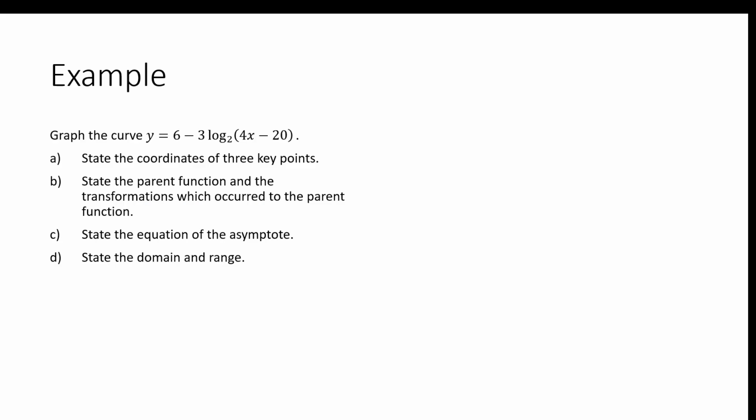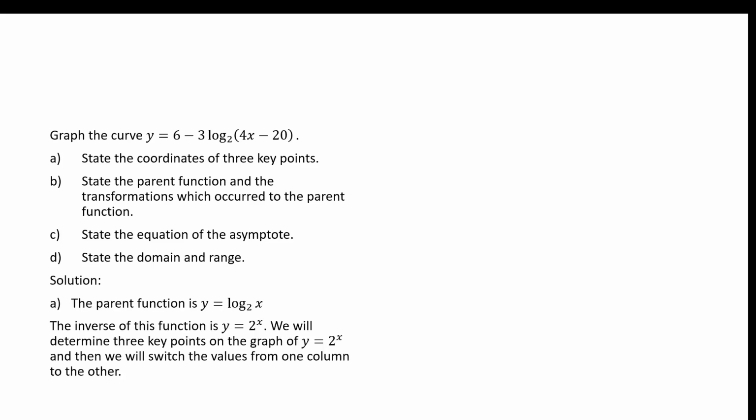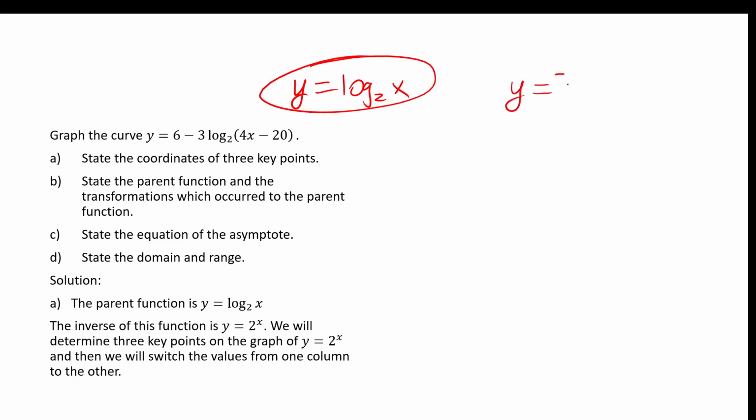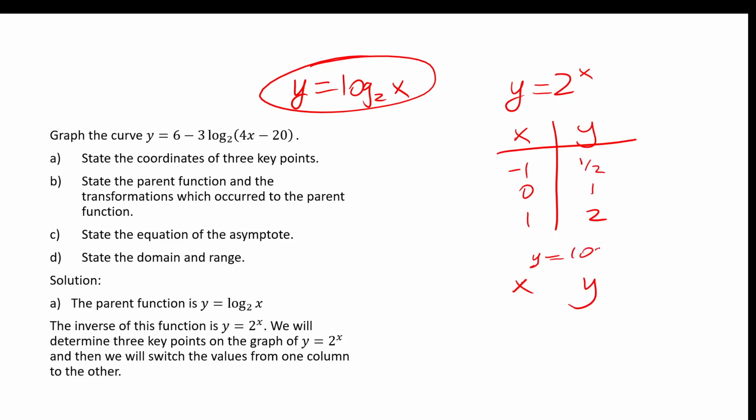So let's graph the curve shown. y equals 6 minus 3 log base 2 of 4x minus 20. First thing we want to do is state the coordinates of 3 key points. So what we're going to do is say, okay, our parent function is y equals log base 2 of x. We recognize that it's hard to come up with points on that function, so we'll consider the inverse, y equals 2 to the x, and we know how to do this from grade 11. We come up with points on the inverse function, y equals 2 to the x, and then what we can do is switch the columns, and by switching those columns, there's a really roundabout way of doing it.